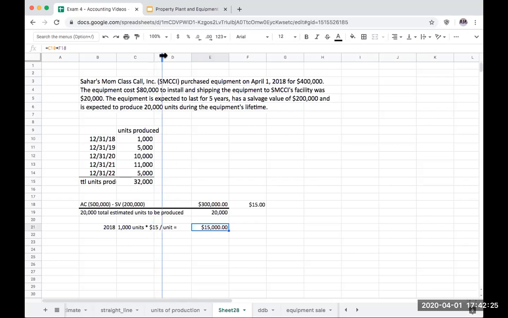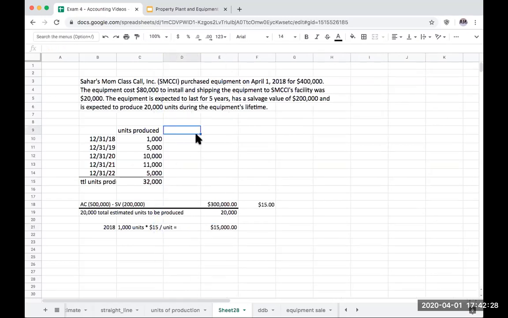So as we go through and do this, let's also put a column in here for my total cumulative units produced as of the end of 2018, which is 1,000. Let's take a look at 2019. So for 2019, it's 5,000 units times $15 per unit. And when I take 5,000 times 15, I'm going to come up with a total amount of depreciation of 75,000.